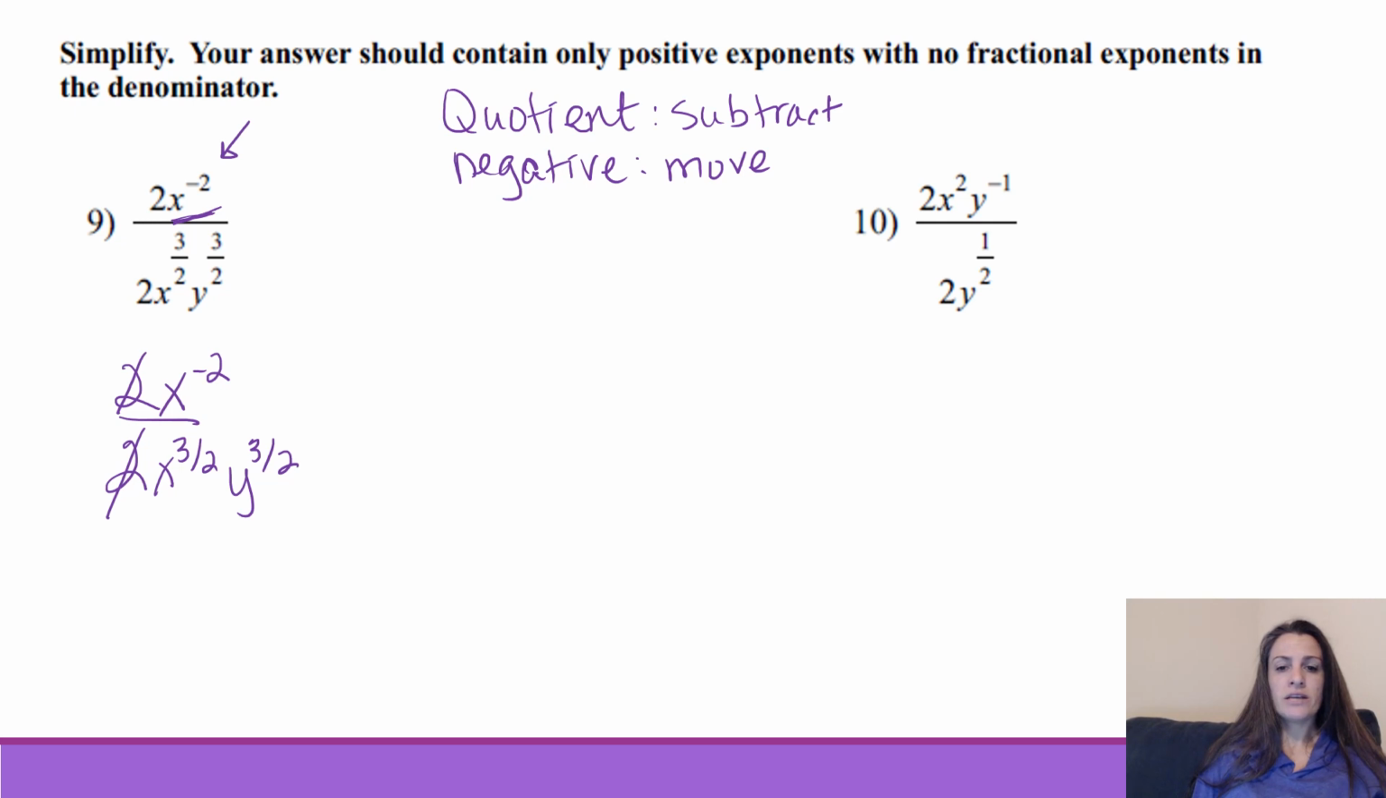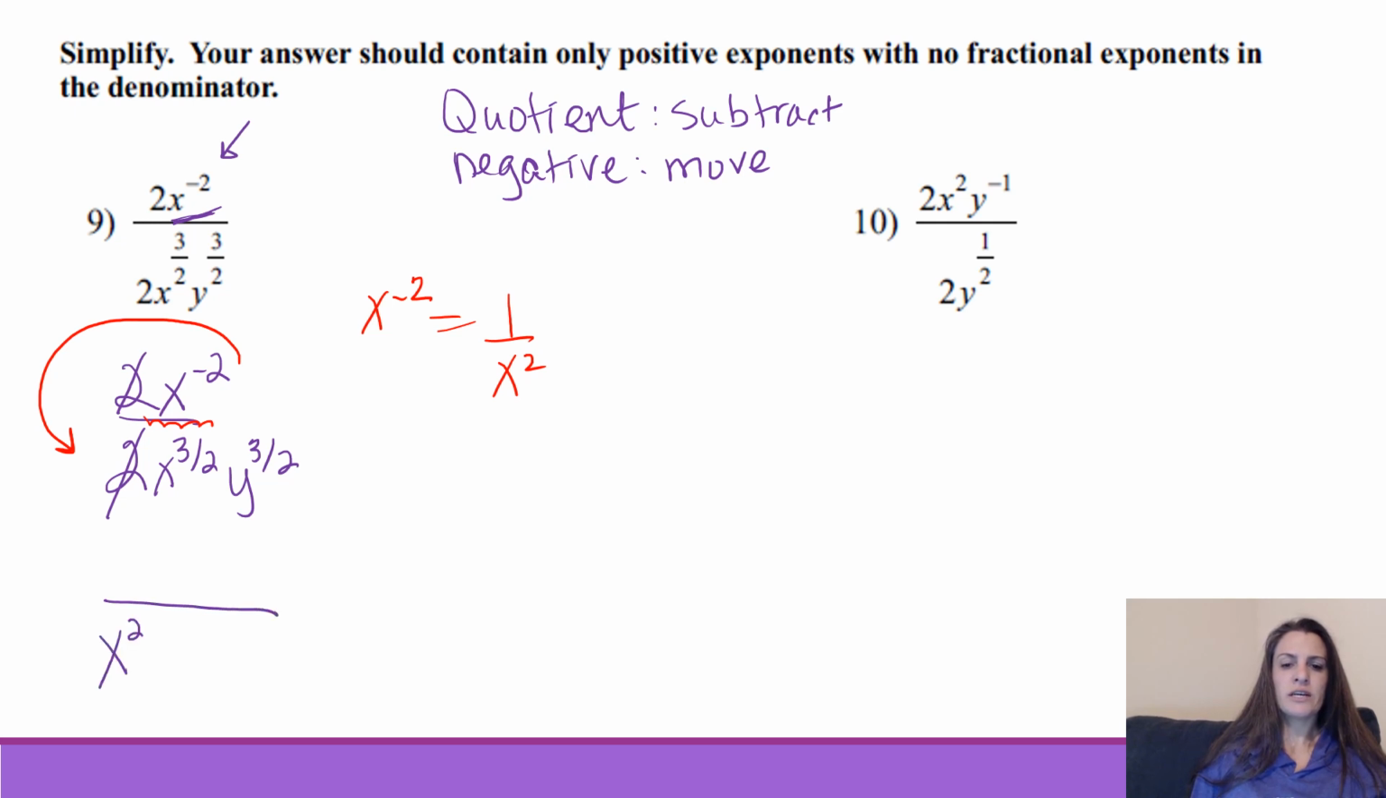All right, our next step that we could go with this is because this single x up in the numerator has a negative exponent, I can pick that entire thing up. Remember, we're flipping it upside down, so x to the negative 2 equals 1 over x squared. But because we already have a fraction in the denominator, we're going to just stick it down in the denominator with the rest. So I'll put my x to the second down here, my x to the 3 halves, and my y to the 3 halves as well.